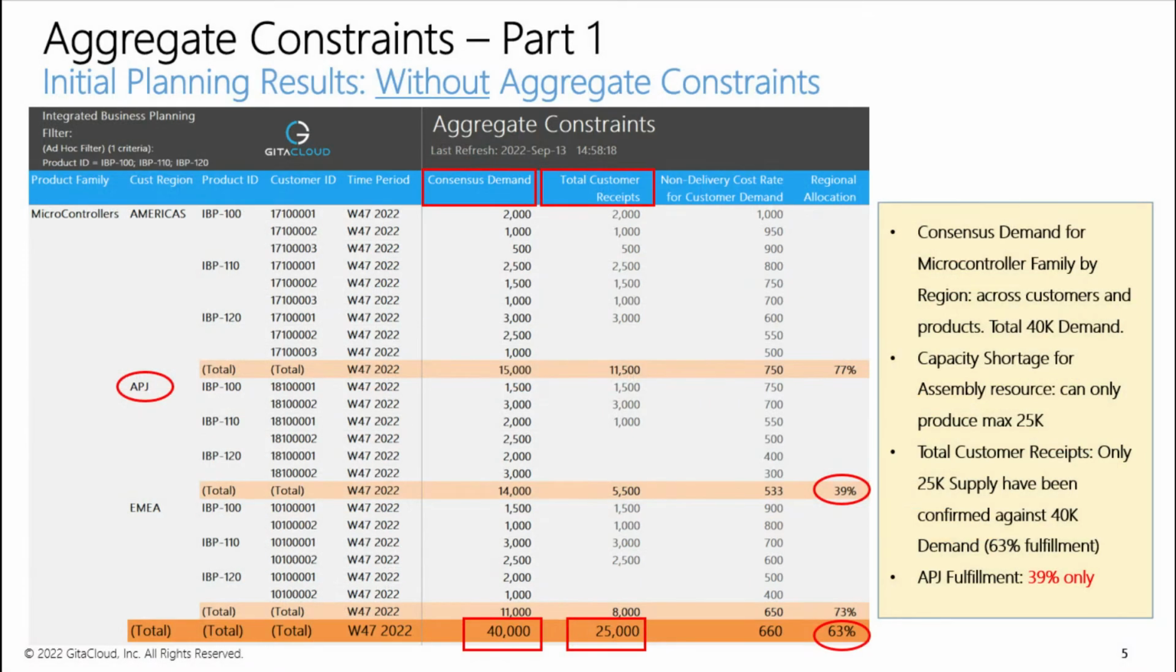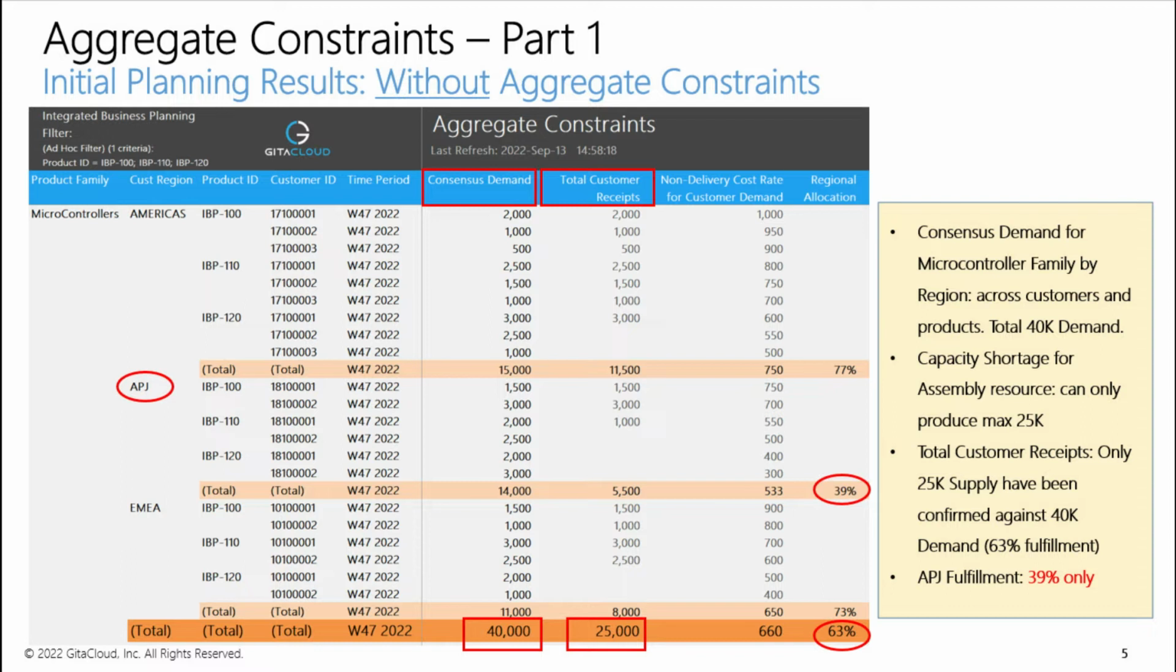Note the consensus demand of 40,000 units in week 47 for the microcontroller family, across all regions, customers, and products. These demands load onto the plant in week 44, given 3 weeks total transportation lead time. We can only produce a maximum of 25,000 units at assembly resource in week 44. Optimizer plans 25,000 of total customer receipts accordingly, but allocates the constrained supply to the highest revenue demands, in sync with the non-delivery cost rates.